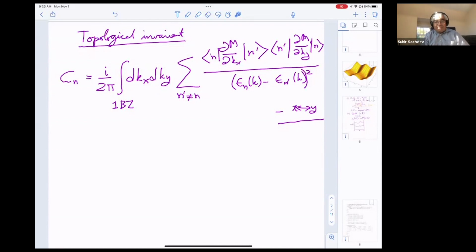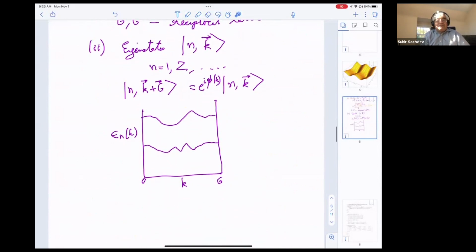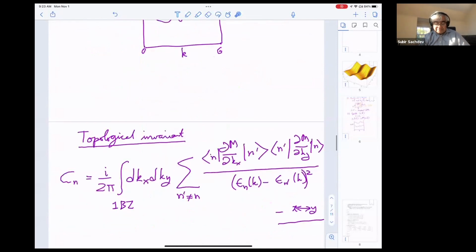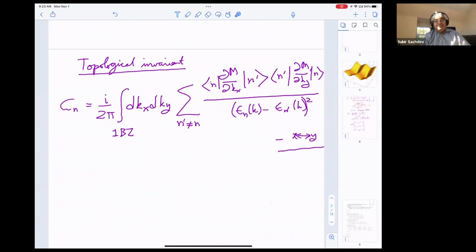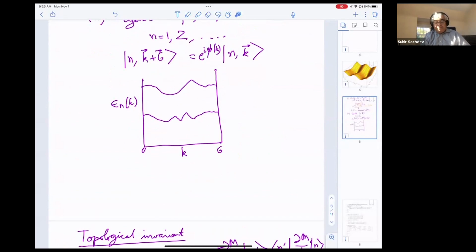First of all, let me clarify what I mean by an invariant. So I have some matrix M of k, and M of k has some band structure. Now I'm allowed to keep changing M of k as I want. I keep changing M of k smoothly, I change all kinds of parameters. These bands will move around, but as long as the band gap doesn't close, as long as the bands stay separate, then this integral will not change its value. So that's why you call it an invariant. It doesn't depend upon the band structure at all, as long as the band gap doesn't close.